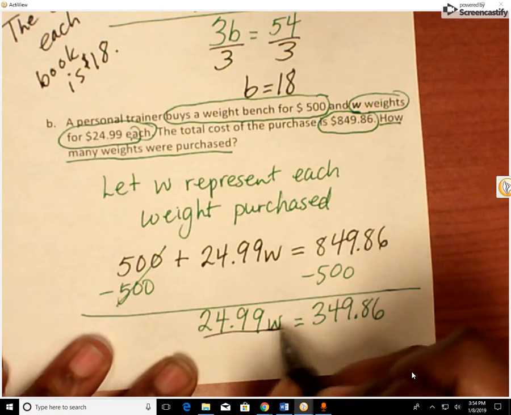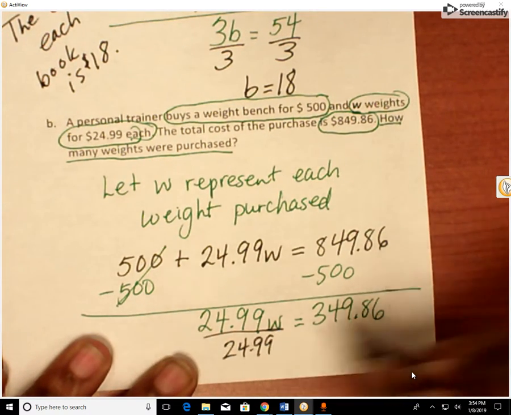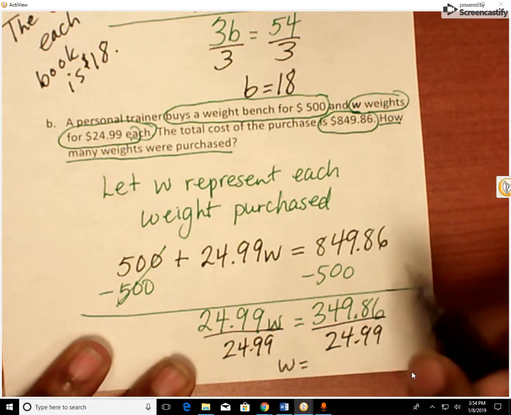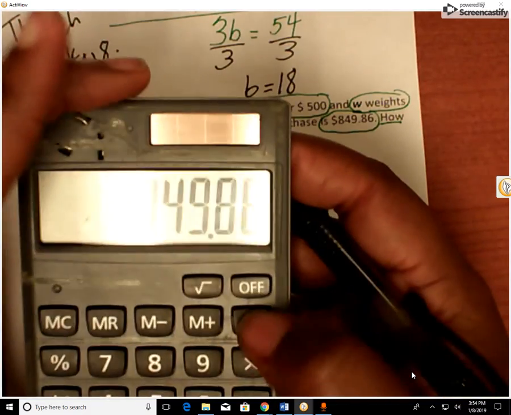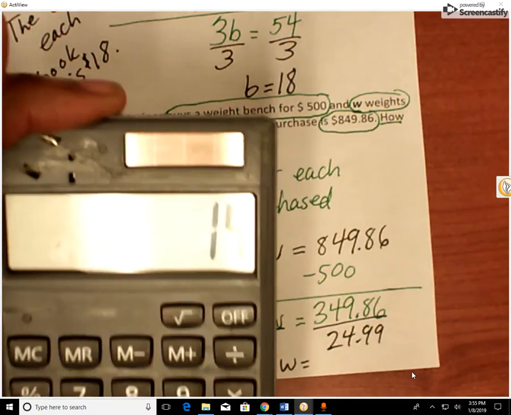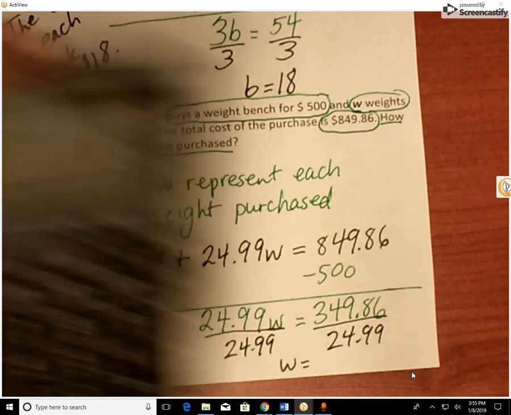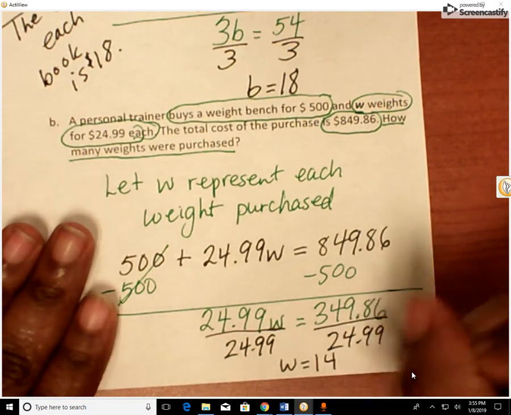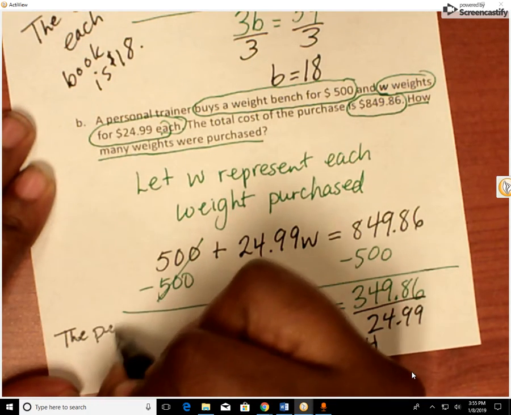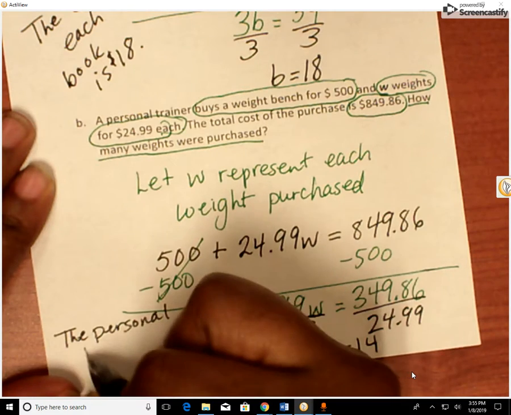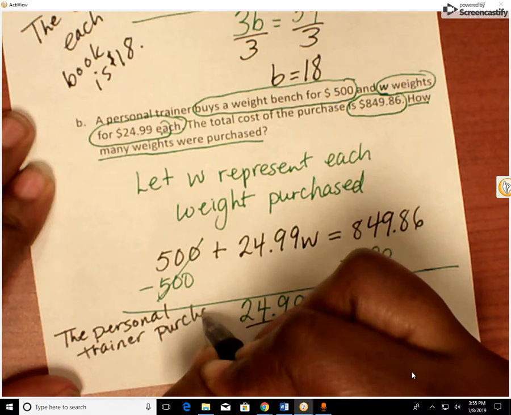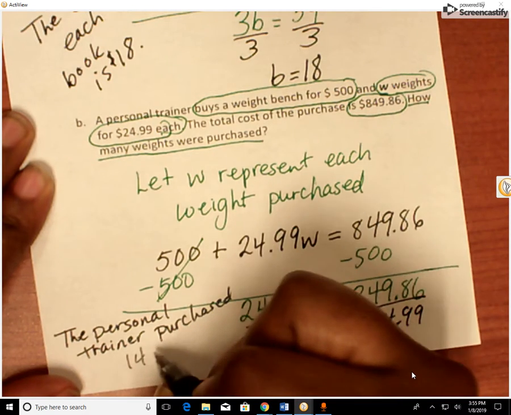24.99 is the coefficient, so we need to divide both sides by 24.99. I'm just going to say divide 24.99. And I get the answer of 14. So the personal trainer purchased 14 weights.